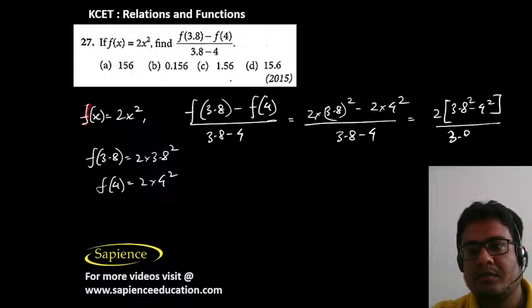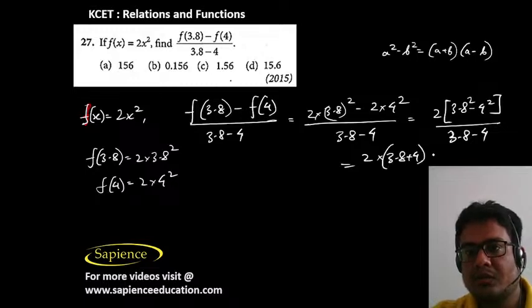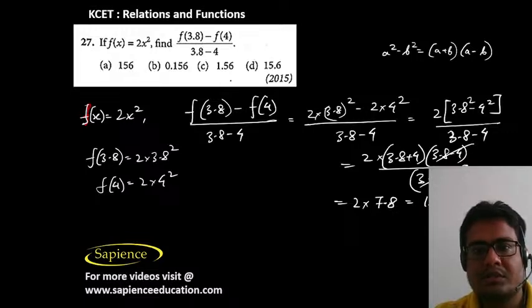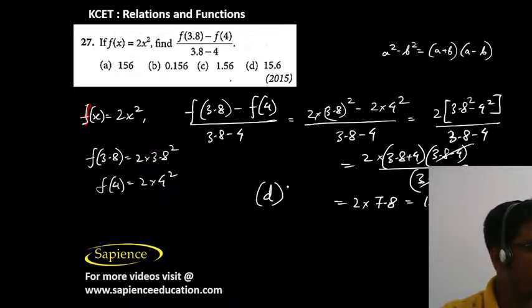So this would be 2, and we know that a square minus b square equals a plus b into a minus b. So this formula we can use here. This would be 3.8 plus 4 into 3.8 minus 4 divided by 3.8 minus 4, so this would cancel. The answer would be 2 into 3.8 plus 4, which is 7.8. 7.8 into 2 is 15.6. So option D is the correct answer.